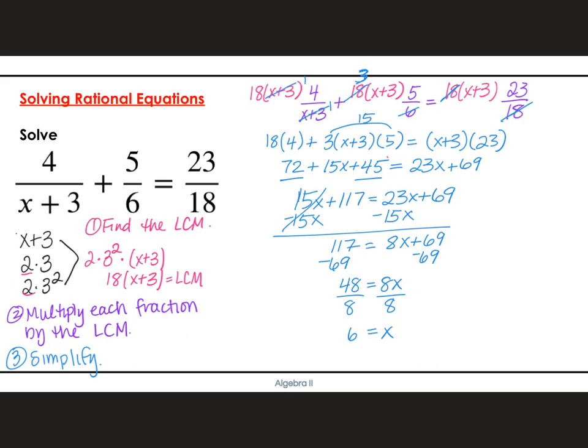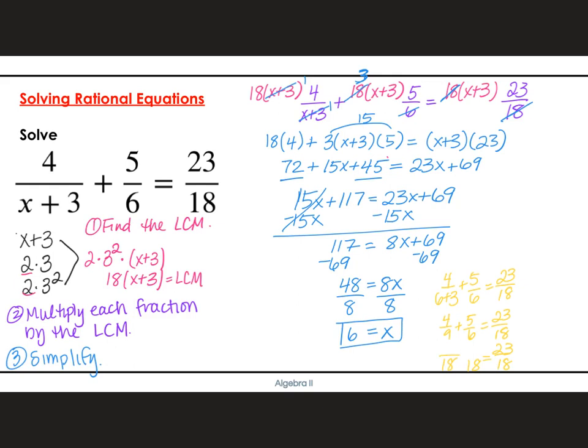So I got an answer of 6. 6 is not an excluded value. So of course the last thing I want to do is just check it. So I have 4 over 6 plus 3 plus 5 over 6 is equal to 23 over 18. So 6 plus 3 is 9. So I have 4 over 9 plus 5 over 6 is equal to 23 over 18. So we need a common denominator of 18.